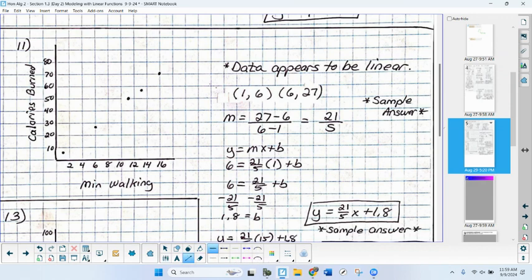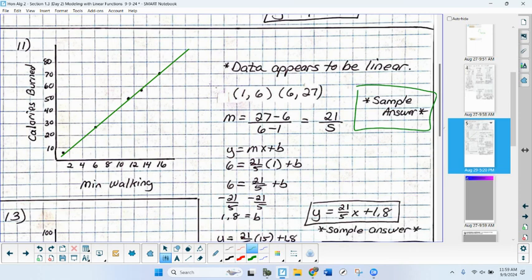After I did that, I took my line and drew my line of best fit. It was pretty much through all those points. Data appear linear. Now notice I said this is a sample answer. Woo! That is not my marker. Sample answer. That means yours is going to be something close to this, but not exact.